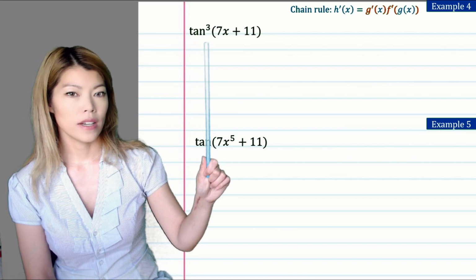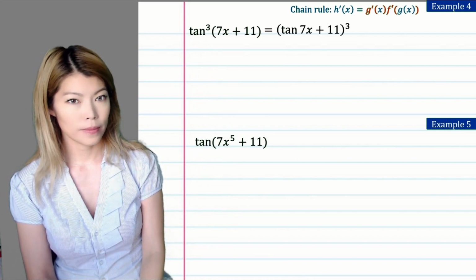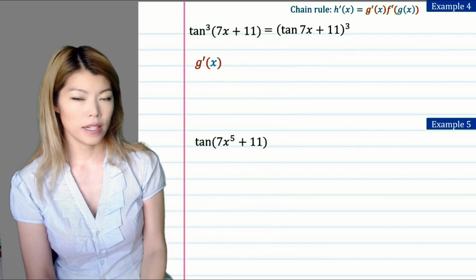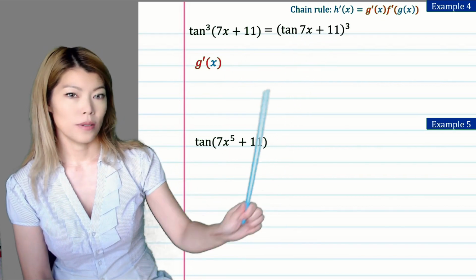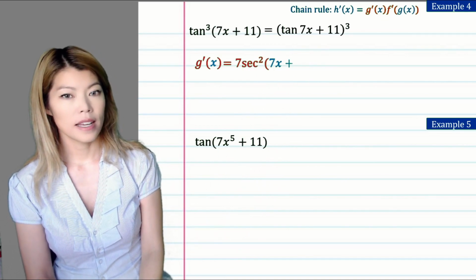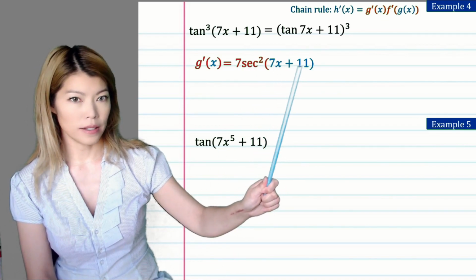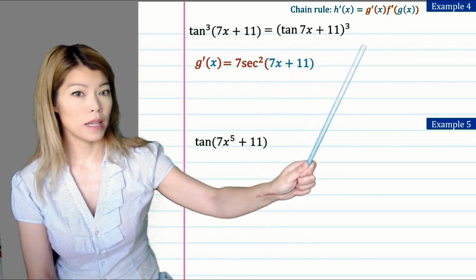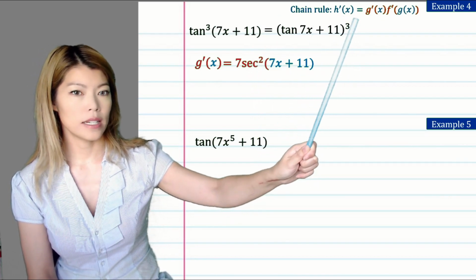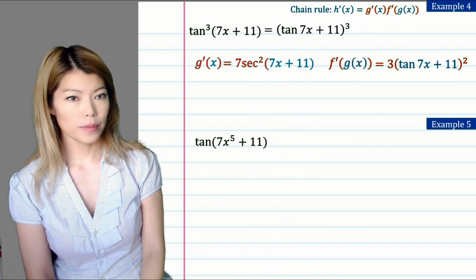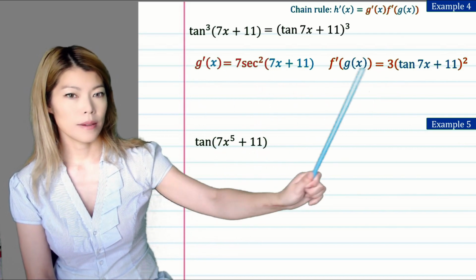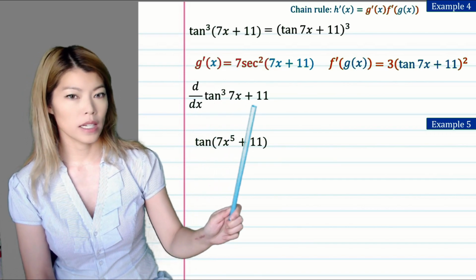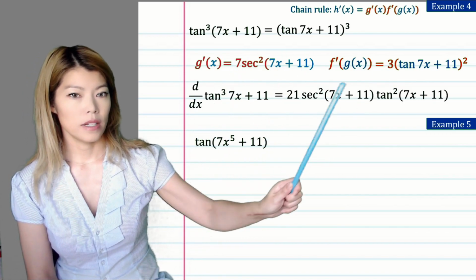So tan of 7x plus 11, all cubed, becomes, well, the derivative of tan of 7x plus 11 is sec squared with a 7 at the front. So 7 sec squared of 7x plus 11. Now f dash g of x, now something cubed means bring the 3 to the front, and then 3 take away 1 becomes squared. Now we combine these two. Again, you can skip this line, go straight to the derivative. So the derivative of tan cubed of 7x plus 11 is 3 times 7, which is 21.